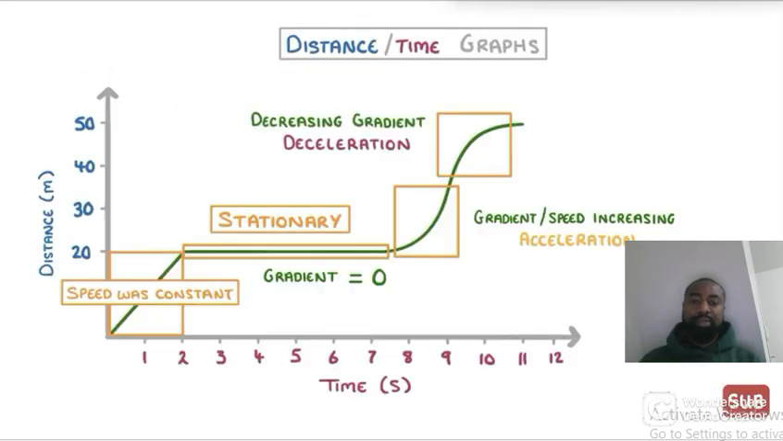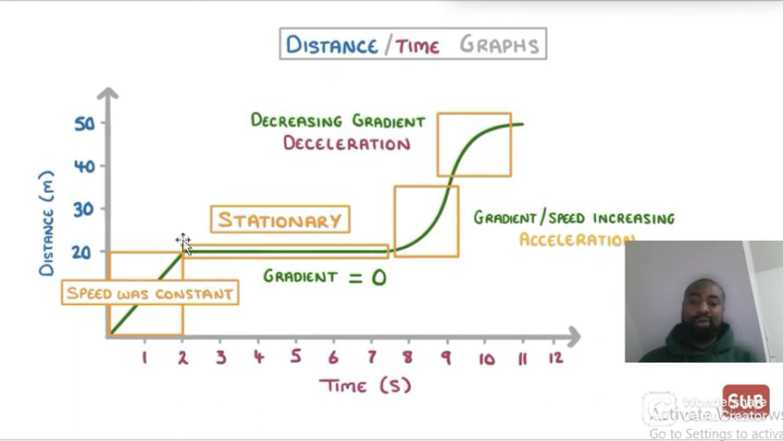So this is an example distance time graph, and we're going to be explaining what's going on in this graph. So the very first part of this journey, which is here, shows that the object is traveling at constant speed. This means that equal distance is traveled in equal time.